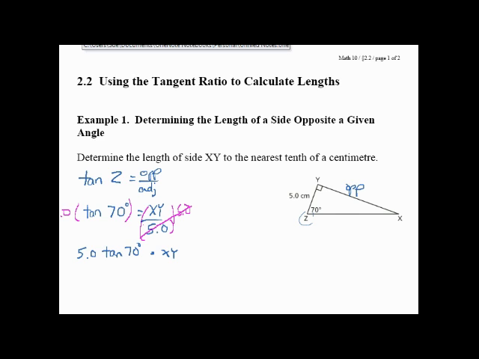The multiplication is implied there, just like when we put a number beside a variable. Okay, and then we take out our calculator, and our calculator tells us that xy equals 13.737, which means that to the nearest tenth of a centimeter, the length of xy is 13.7 centimeters. Does that look reasonable? If this is 5, yeah, 13 seems reasonable for 5. Okay, next example.